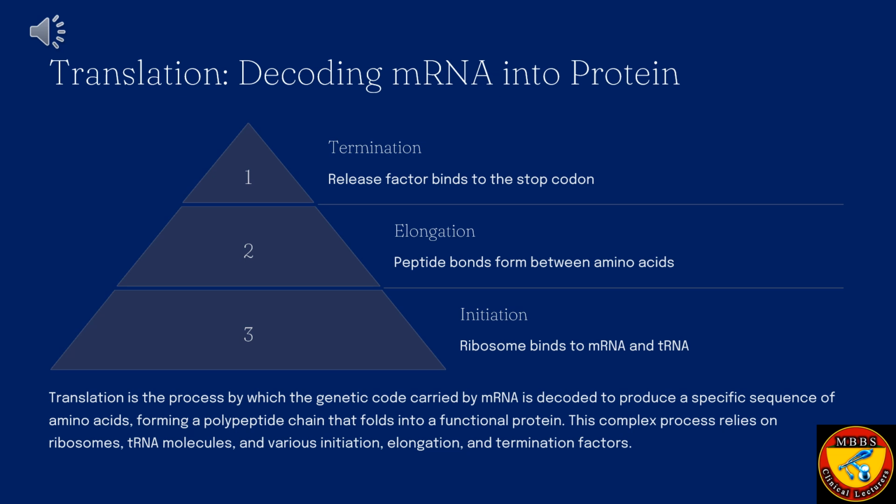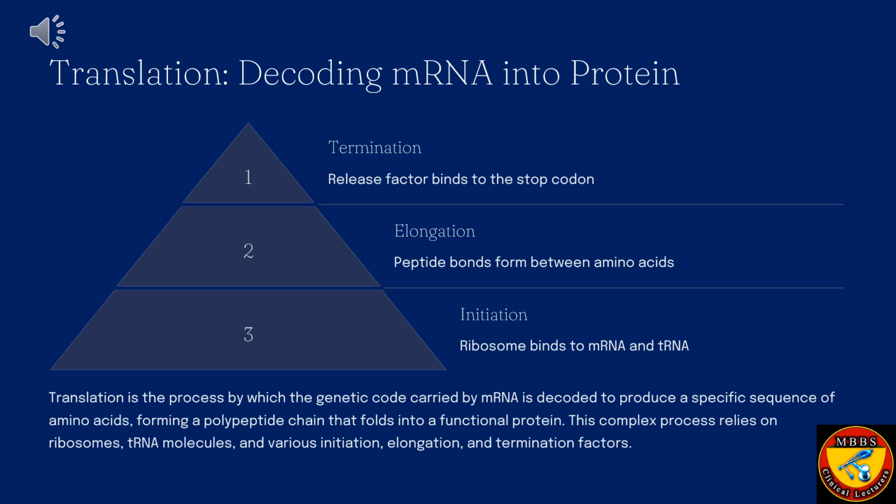3. tRNA selection. tRNA molecules carrying specific amino acids bind to the ribosome, matching their anticodons to the mRNA codons. 4. Peptide bond formation. Amino acids are linked together by peptide bonds, forming a polypeptide chain. 5. Elongation. The ribosome moves along the mRNA, adding amino acids to the growing chain. 6. Termination. When a stop codon is reached, the polypeptide chain is released.